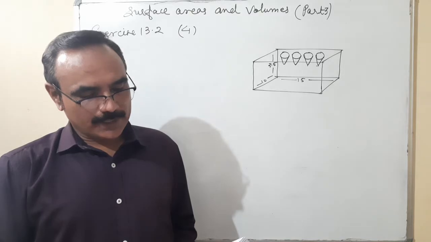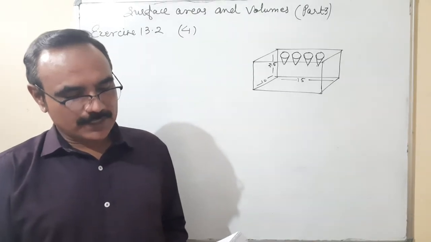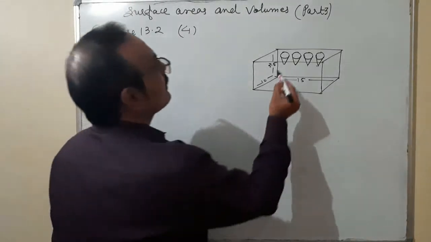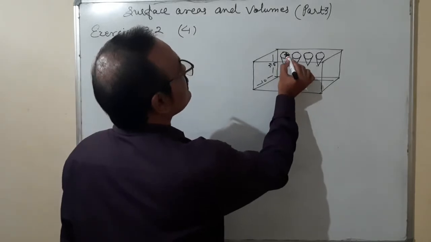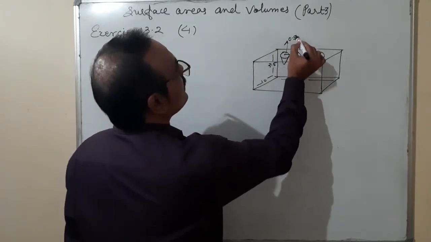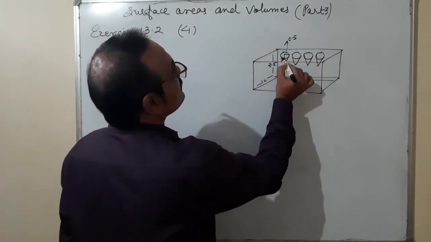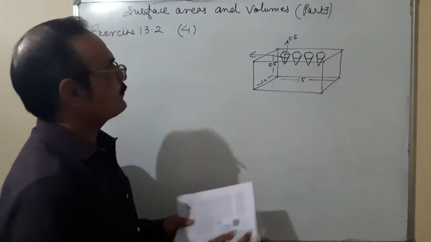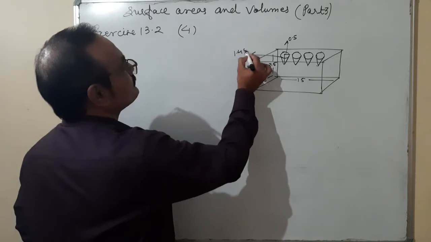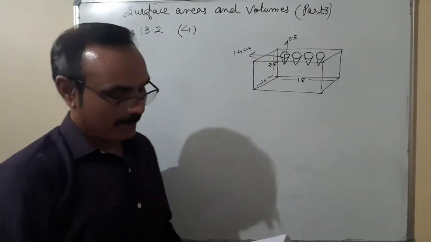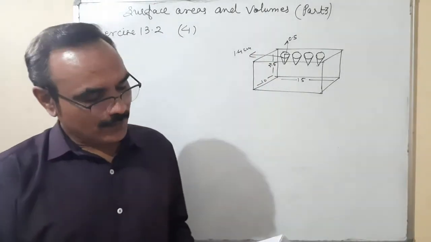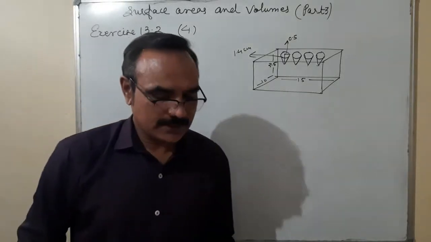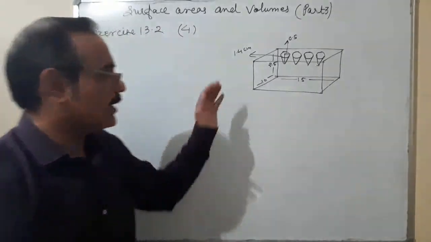So given that the radius of the depression is 0.5 centimeter, and the height is 1.4 centimeter. All dimensions are there. Find the volume of the wood in the entire stand. We are going to find the volume of wood.